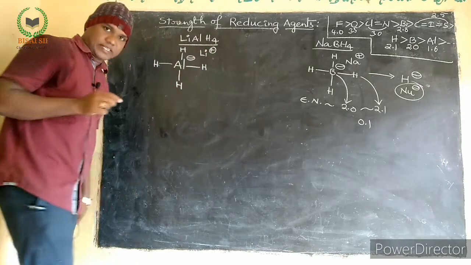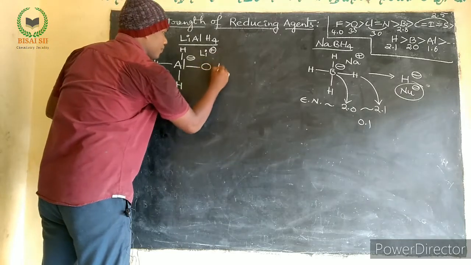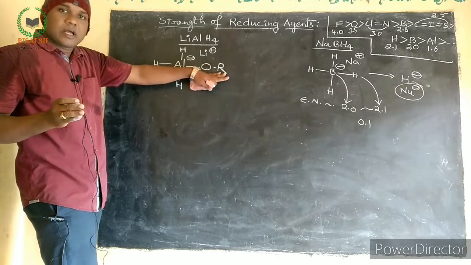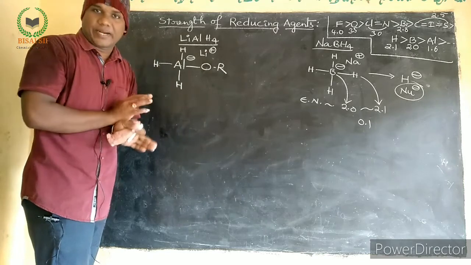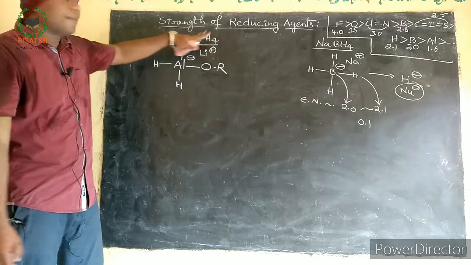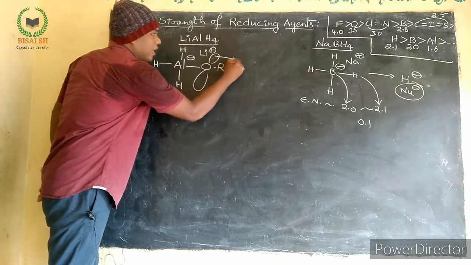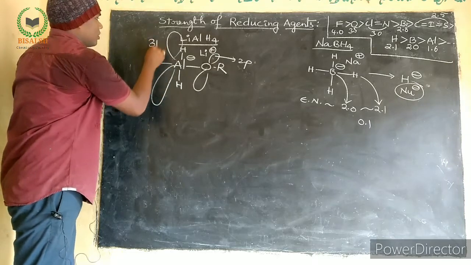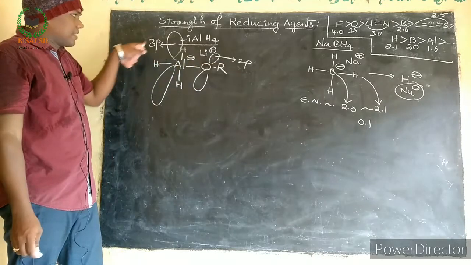will be stabilized, correct? If you take some alkoxy group in place of hydrogen, what will happen? Alkoxy groups. If alkoxy groups occupy the place of hydrogen in lithium aluminum hydride, then here oxygen carries a 2p orbital and aluminum carries a 3p orbital, correct? Here oxygen carries 2p, aluminum carries 3p.